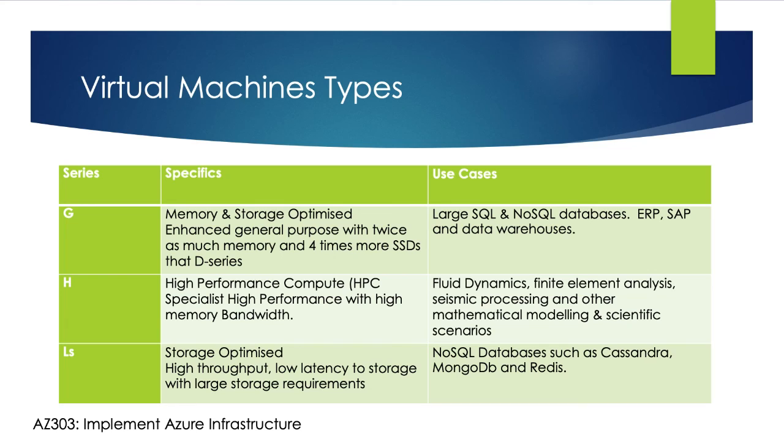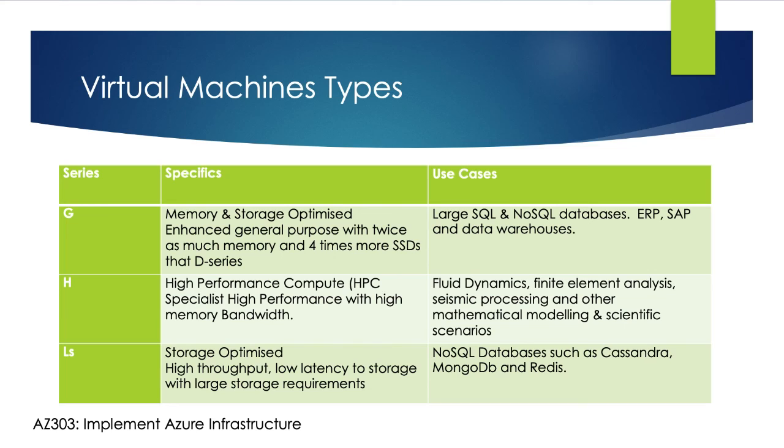Again, in line with that, we then get the high performance compute. So these are good for specialist high performance workloads that require specifically high bandwidth. These tend to be quite specialist use cases, particularly in the mathematical and scientific world, where you might have use cases such as fluid dynamics, finite element analysis and seismic processing.